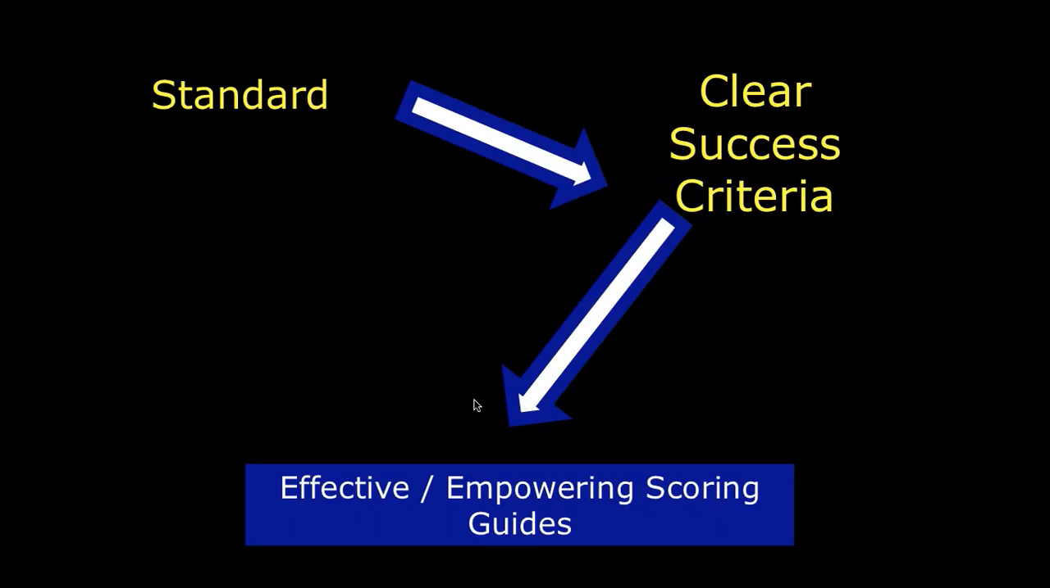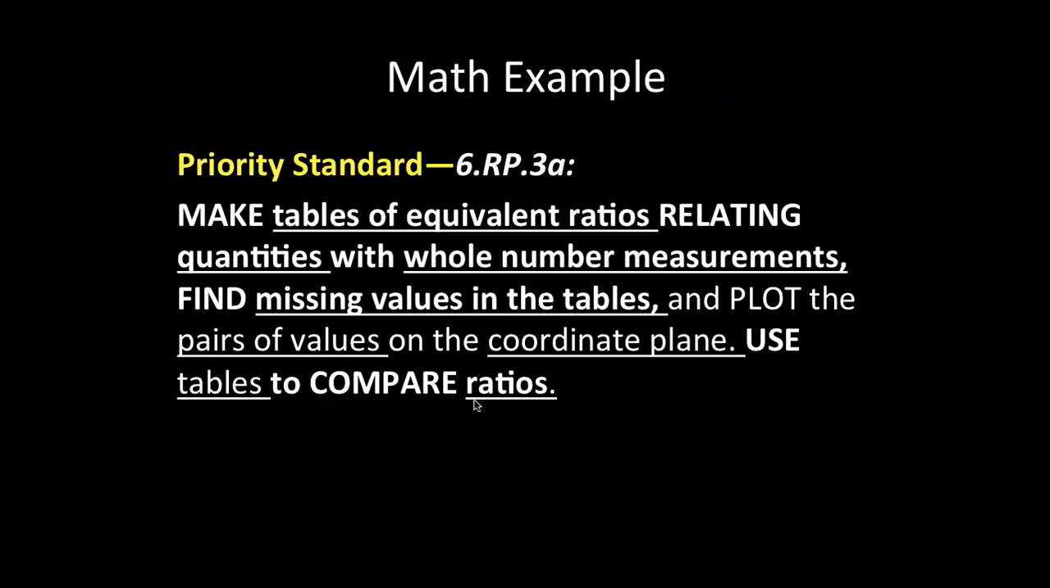So I'm going to guide us through this last piece where we talk about the standard, the criteria, and then effective and empowering scoring guides or rubrics. So let's start with a couple math examples. Listed here is a priority standard, a 6th grade math standard. Students are to make tables of equivalent ratios, relating quantities to the whole number measurements, find the missing values in the table, and plot the pairs of values on a coordinate plane, and then use the table to compare that ratio.